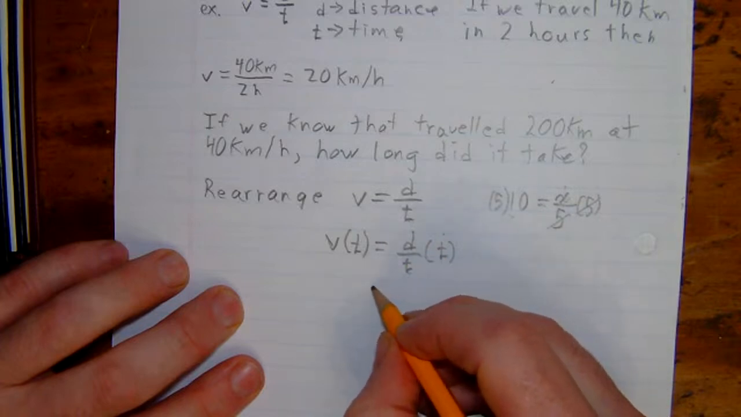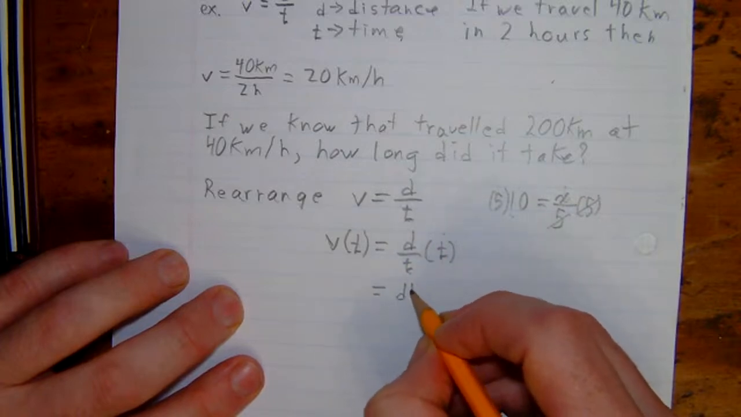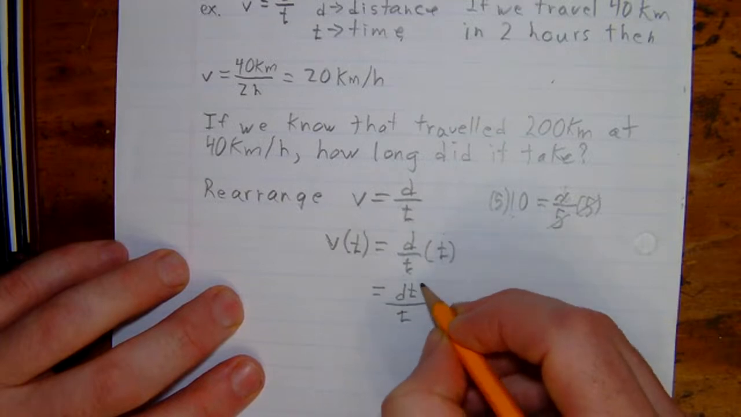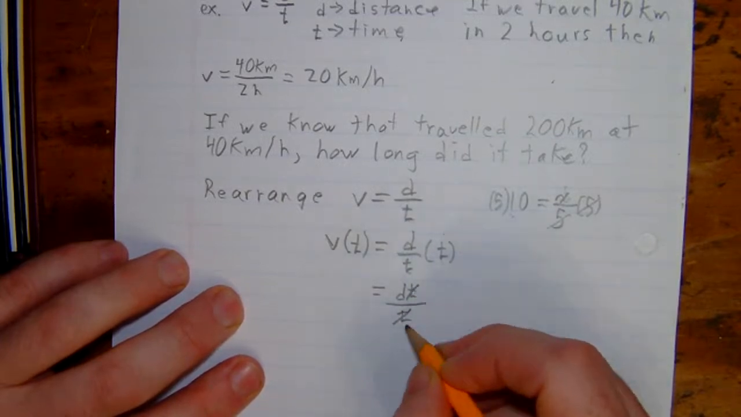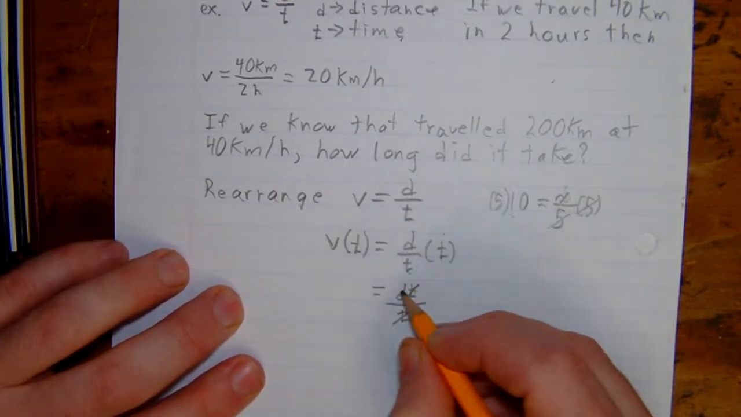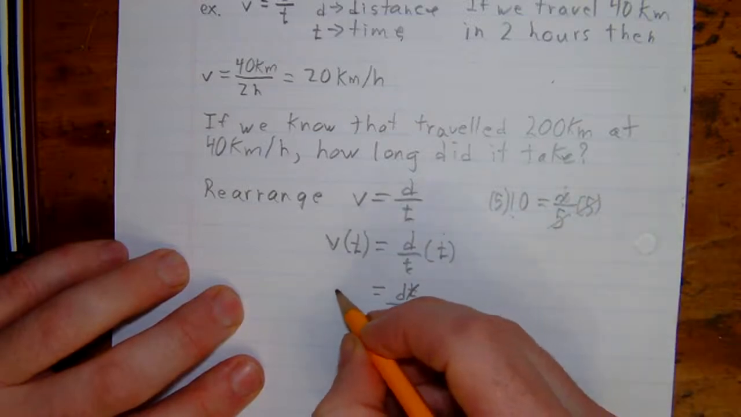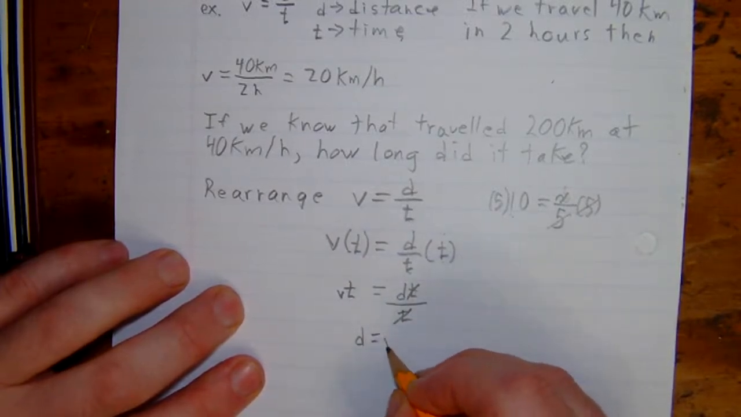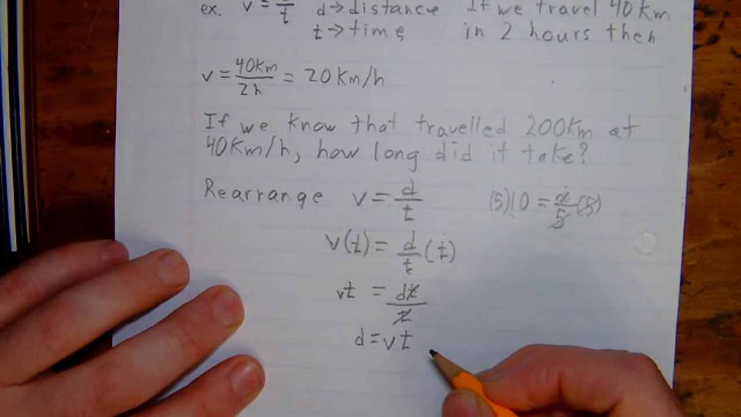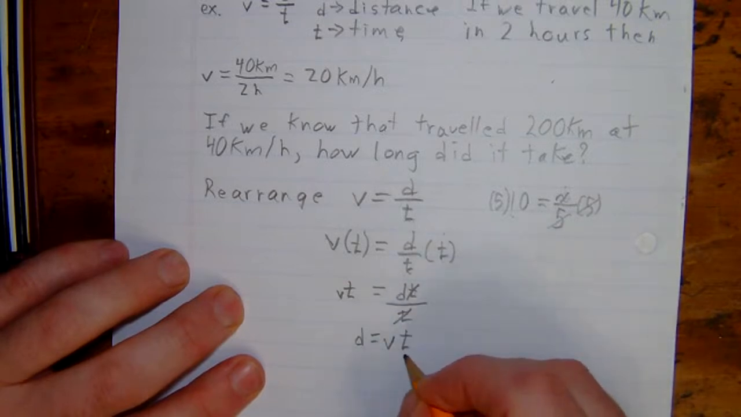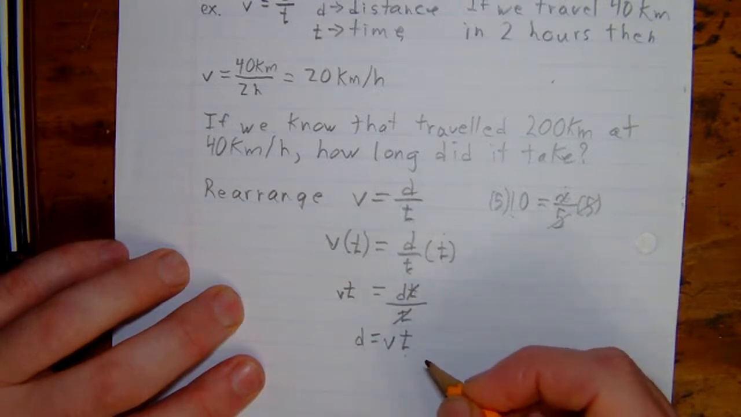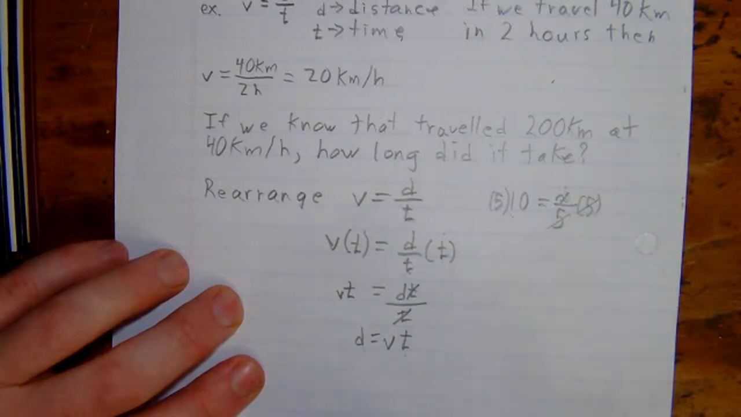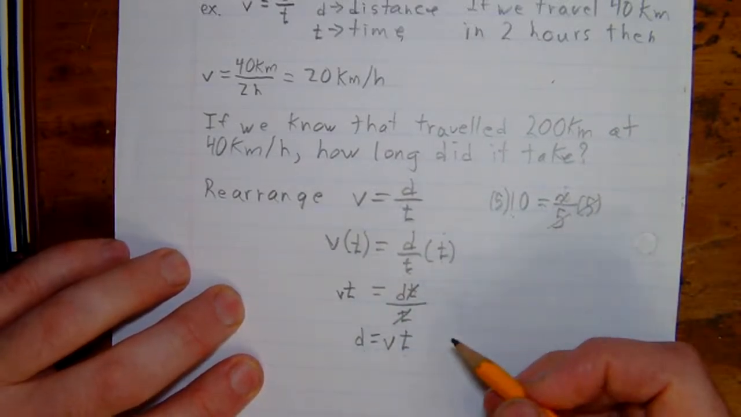So then I'm going to get d times t over t. Those will cross out. t divided by itself is 1. 1 times d is just d. And over here I have vt. And then, as with all equations, I can flip them because the equal sign doesn't have any direction to it. So d equals vt. Now, we're not done, though, because we actually wanted a formula for t, for time.